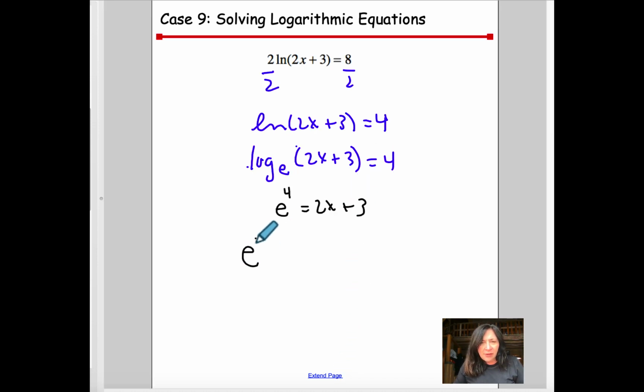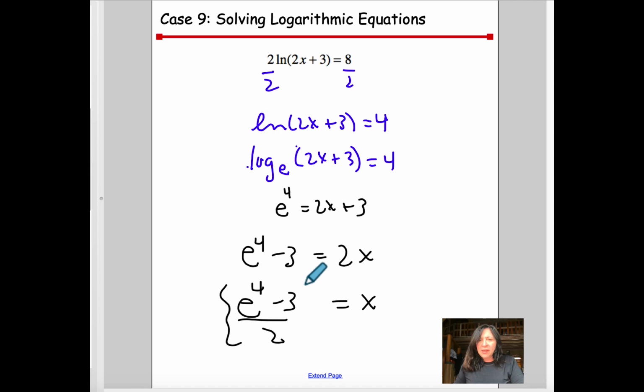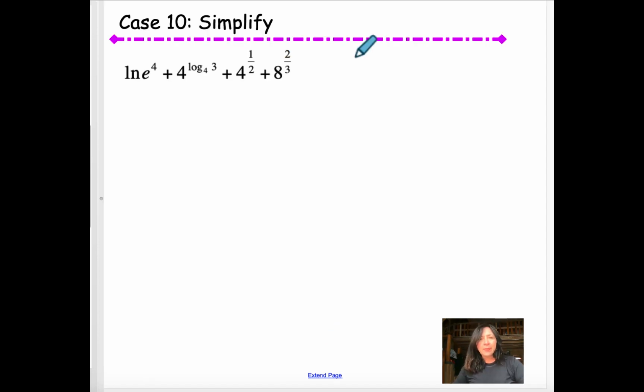I get e to the 4th power, which is 2.71828, that value to the 4th power. It's just a number. Minus 3 is equal to 2x, and then x is going to equal e to the 4th power minus 3, all divided by 2. And you can get an answer to that if you have a calculator.